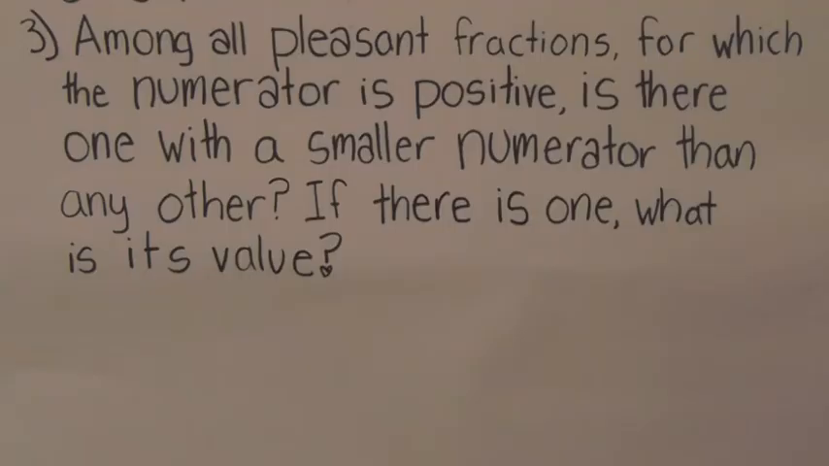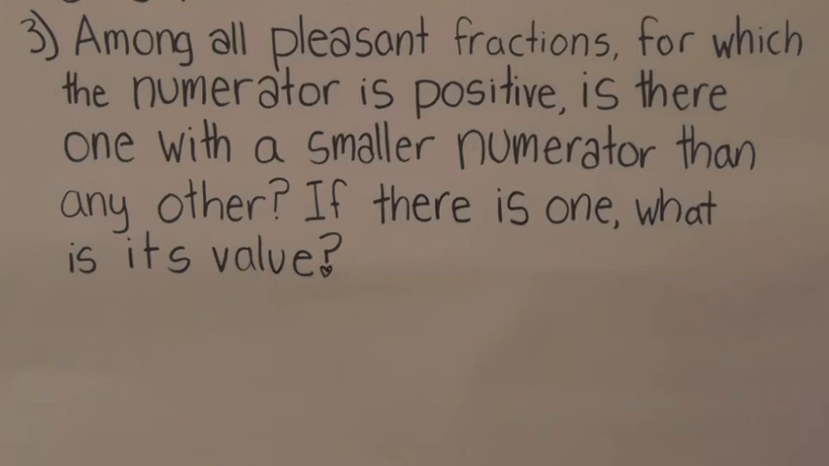Question 3 asks us, among all pleasant fractions for which the numerator is positive, is there one with a smaller numerator than any other? If there is one, what is its value? Well, case 1, n is greater than or equal to 3, is the only case in which n is a positive value, and 3 is the lowest value that n could be for that case. So the numerator for the pleasant fraction is 3.